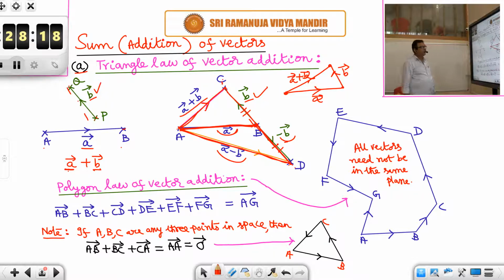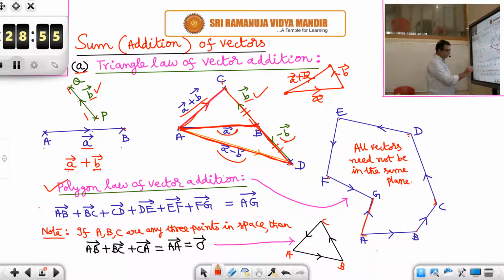This triangle law of addition of vectors can be extended to not only 2 vectors, but 3 vectors, 4 vectors, 5 vectors like this. If you extend it to more vectors, then it is called the polygon law of vector addition. First vector AB bar, second vector BC bar, third vector CD bar, next vector DE bar, next vector EF bar, next vector FG bar. All these vectors if you add, then finally you will get AG bar.